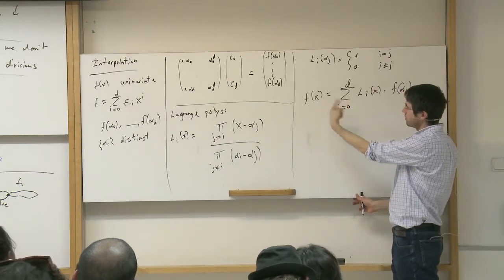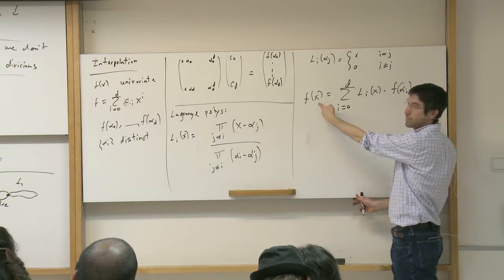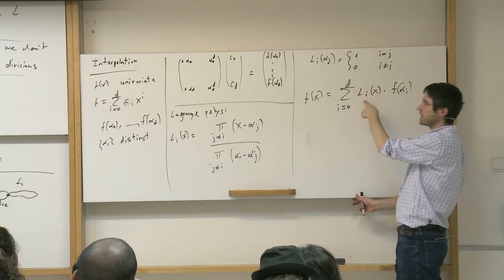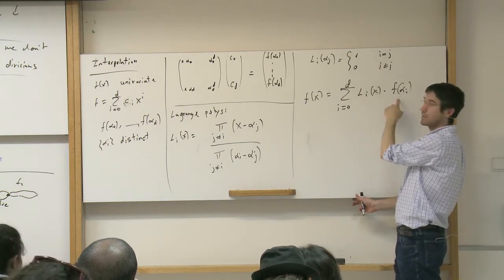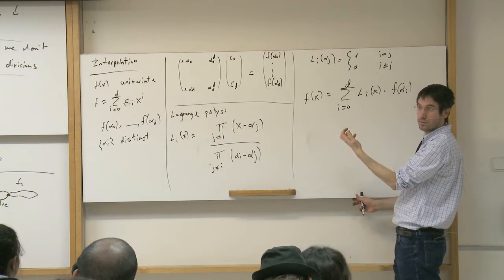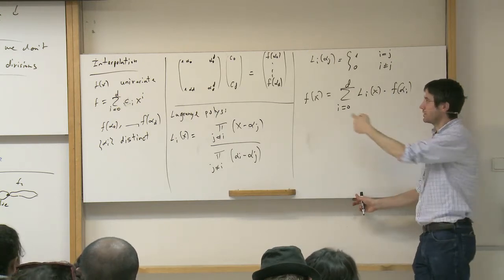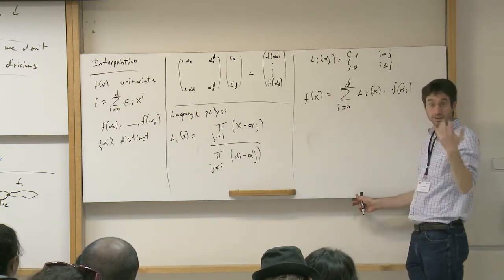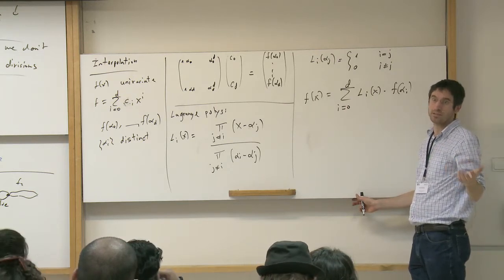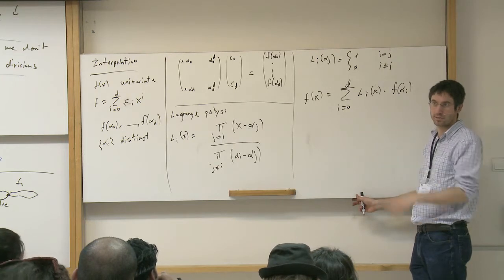And if you think about it, whenever you plug in alpha i, what do you get? Here you get f of alpha i. And here all the summands are 0 except the L_i of alpha i, which is 1 times f of alpha i. So these two polynomials agree on d plus 1 points. And so if you subtract one from another, you get a degree d polynomial that has d plus 1 zeros, and it must be the 0 polynomial. So the two representations are the same.